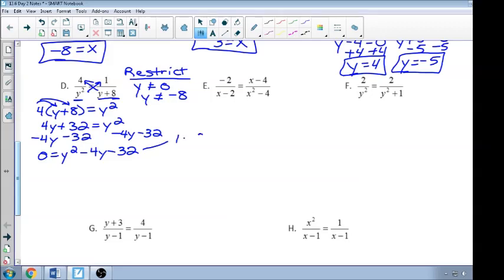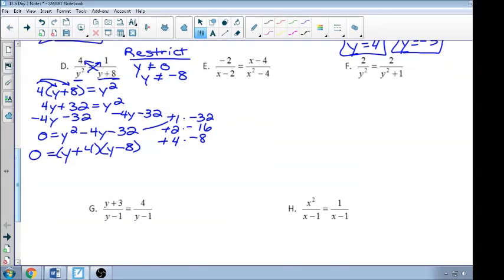I have 1 times 32, 2 times 16, 4 times 8. Sign in the middle term is negative. Needs to multiply to a negative, so all the smaller numbers will be positive. What multiplies to negative 32 and adds to negative 4? Positive 4, negative 8. So 0 equals y plus 4 and y minus 8. At this point, I need to use the 0 property. So y plus 4 equals 0. y minus 8 equals 0.